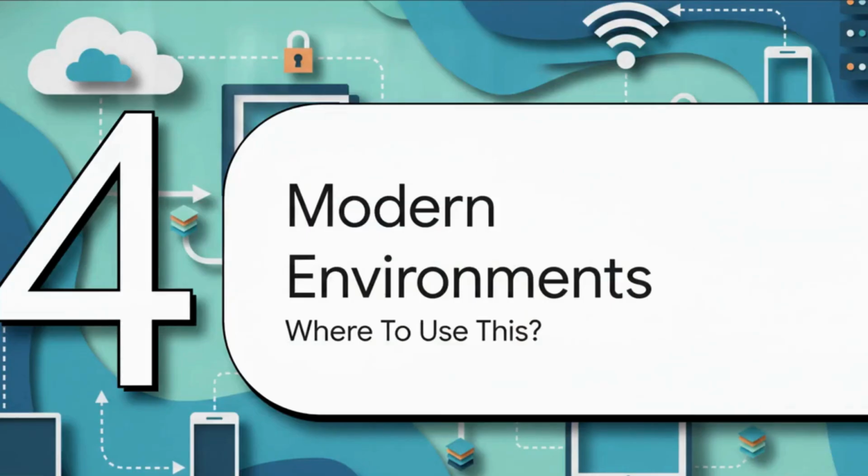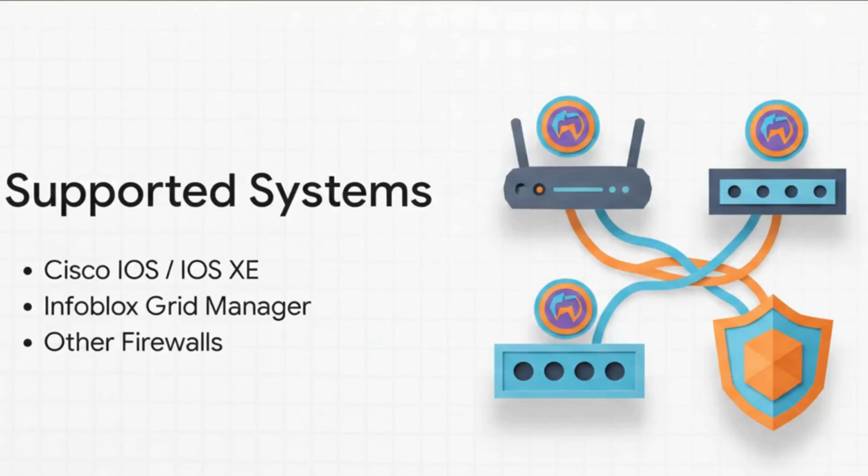Section 4, supported modern environments. Where can you use this? So the crucial point is that this isn't some niche feature locked to a single piece of hardware or an expensive proprietary license. As the source material confirms, named ACLs are fully supported across the board on modern enterprise systems. We're talking about Cisco IOS and IOS XE, Infoblox Grid Manager, Juniper, Palo Alto, and various other firewall systems.